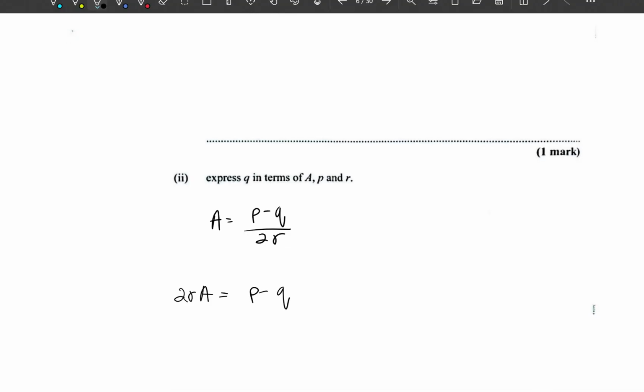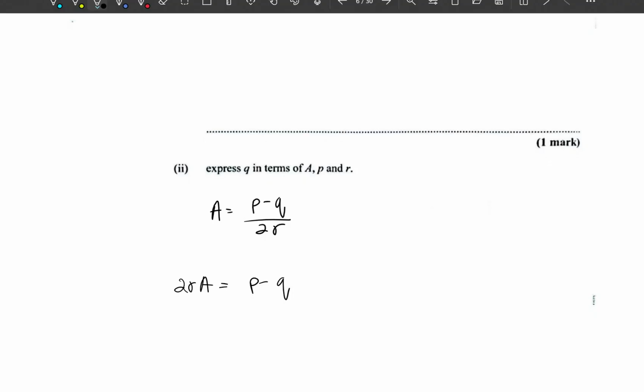Right, we then want to get Q to be the subject. So I would add Q to both sides to get Q to be positive. Then I would minus this 2Ra from both sides. We see then Q would be P minus 2Ra.